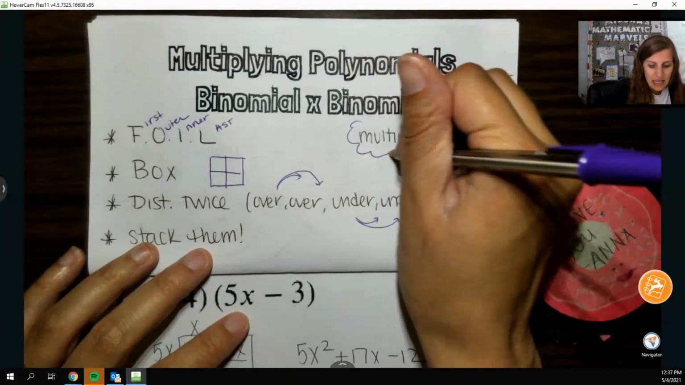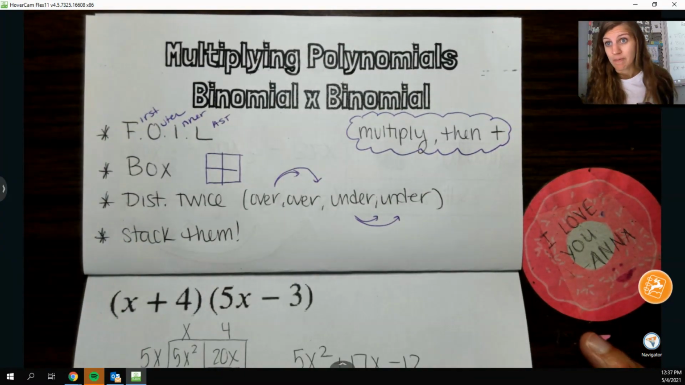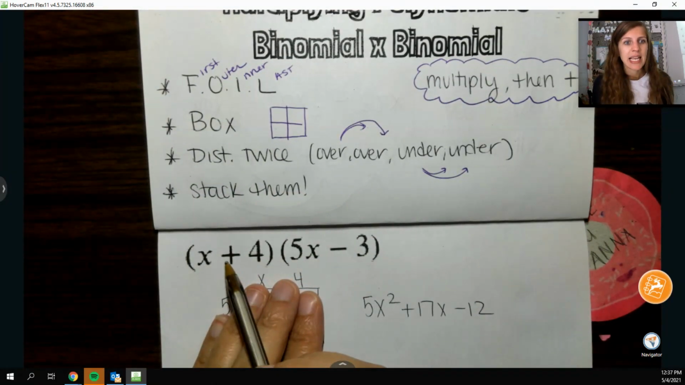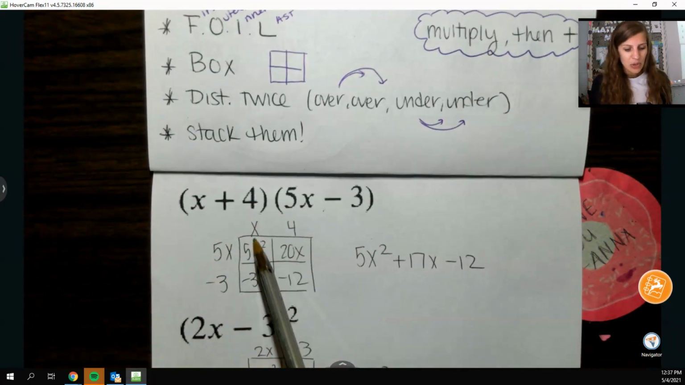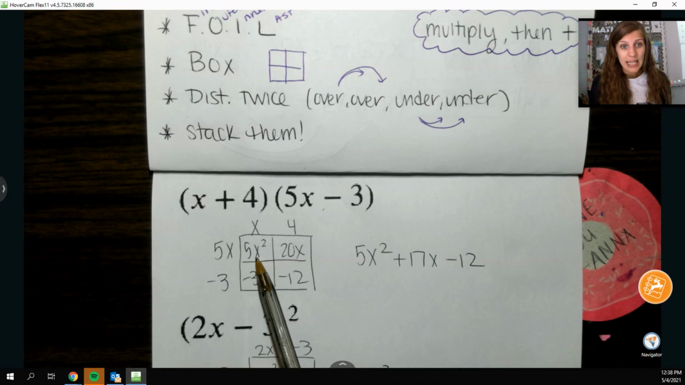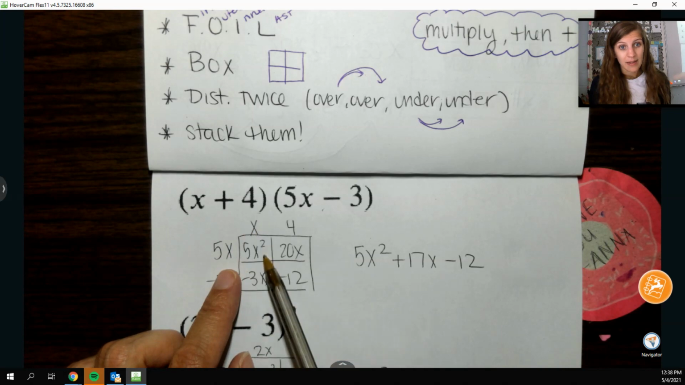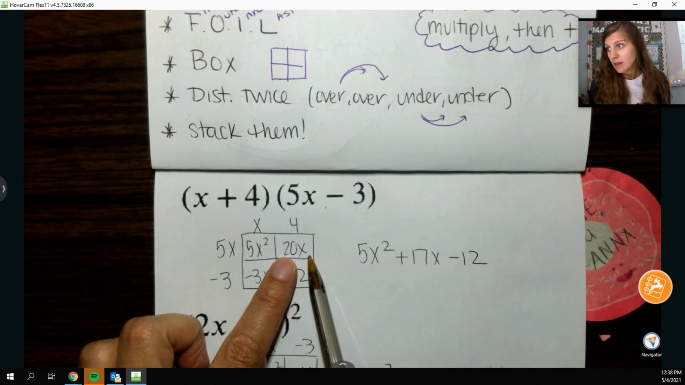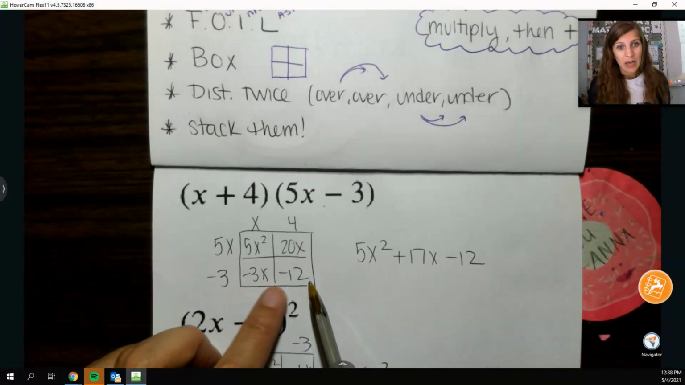And as I'm going through and doing these, we multiply all the numbers first, and then I think about maybe adding up like terms. So it's really a combination of 2 things here. Multiply, then add. So for instance, if I'm taking x plus 4 times 5x minus 3, I can make a 2x2 square, and we multiply to get each box. So when I multiply here, we get 5x squared because 5 times 1 is 5, and x times x is x squared. When I multiply here, 5 times 4 is 20, there's also an x. When I multiply here, I get negative 3x. And when I multiply at the end, I get negative 12.